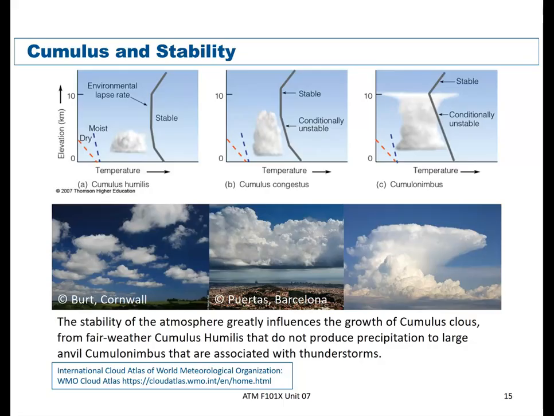If the atmosphere is conditionally unstable over most of the troposphere, cumulonimbus clouds form. These clouds extend up to the tropopause. They flatten out in the stable stratosphere, which gives them their anvil appearance. Turbulence is severe with updrafts and downdrafts within the cloud. There are areas of heavy precipitation where raindrops may be accompanied by snowflakes, snow pellets, ice pellets, and/or hailstones. The World Meteorological Organization, WMO, maintains an extensive cloud atlas with great photos at the website shown in the slide.